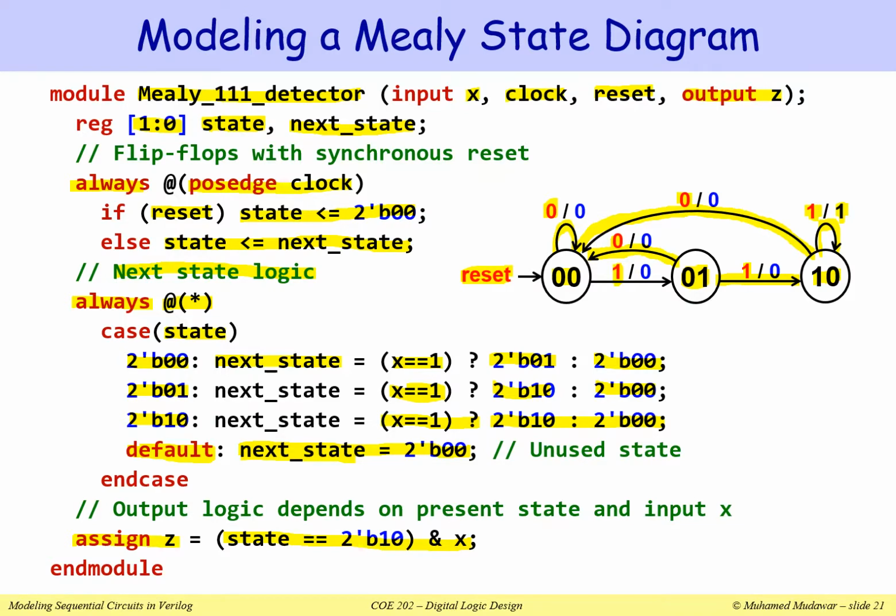So this is how I break down the description of a state diagram into 3 parts. I have the first always statement that describes the flip-flops with a synchronous reset. The second always statement describes the next state. And finally, my continuous assign statement describes the output z. I can also describe the output z with an always statement, which is sensitive to state and x, and I can describe this output z with a procedural assignment rather than with a continuous assignment. So that will be another way to describe the output z.